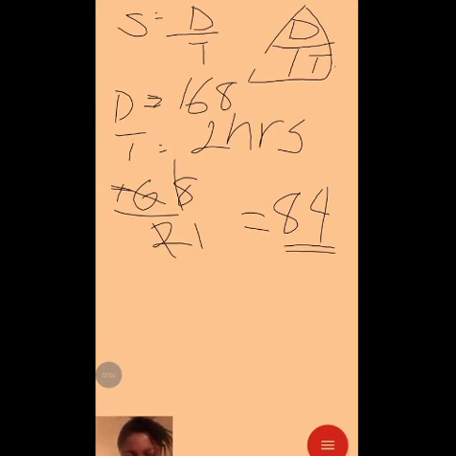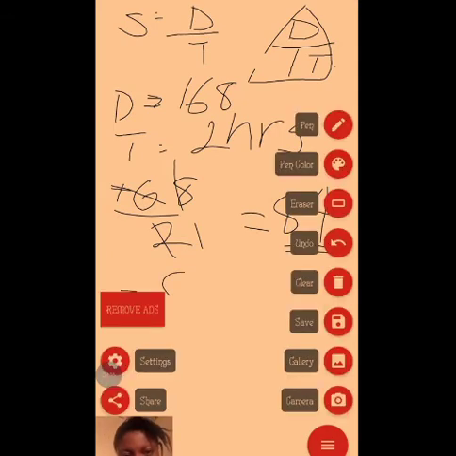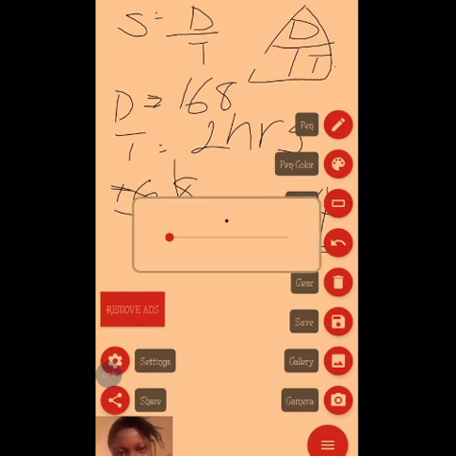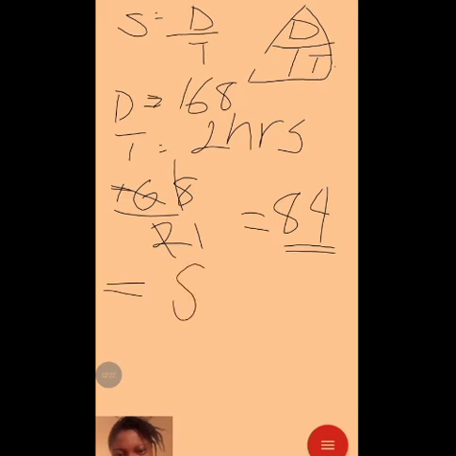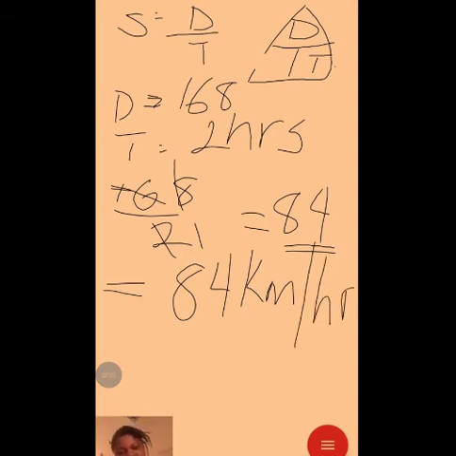Do we leave it like that? Of course not. We're going to write our units, and because it is speed, it equals 84 kilometers per hour. Very, very good. That's our final answer for number 3.